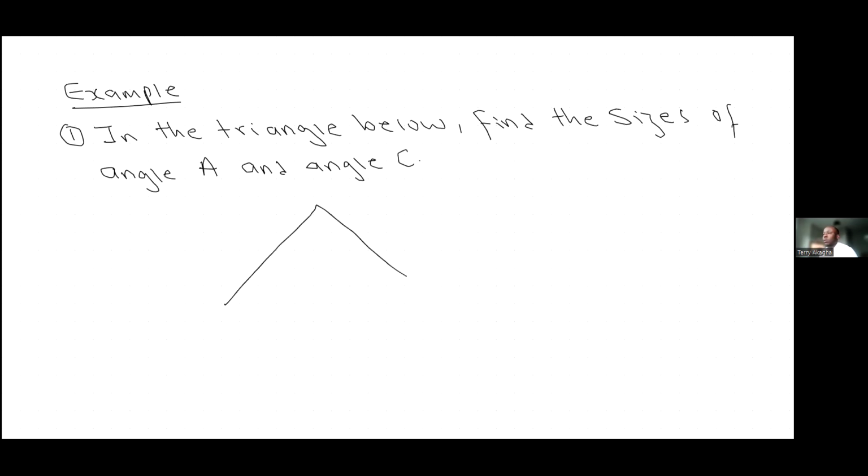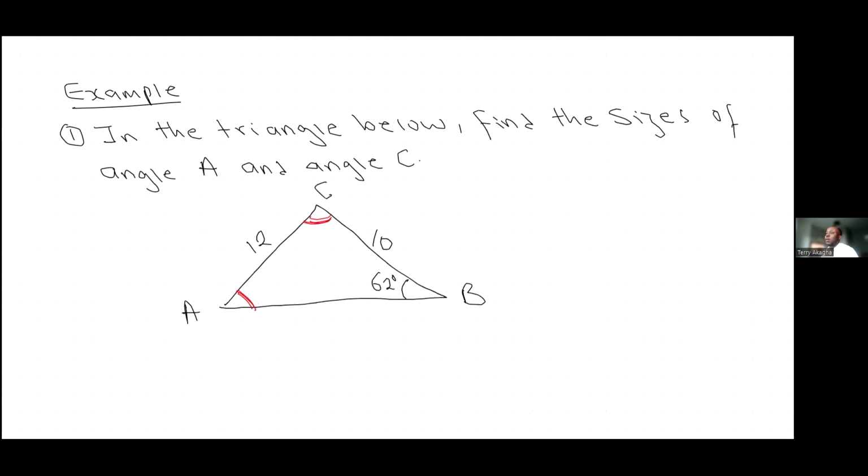Okay, we're told this is A, B, and C. And we're told that this is 62 degrees. Here is 12, and here is 10. And we're told to find angle A. So we're asked to look for angle A here. All right. And we're told to find angle C. So we're looking for angle C here.